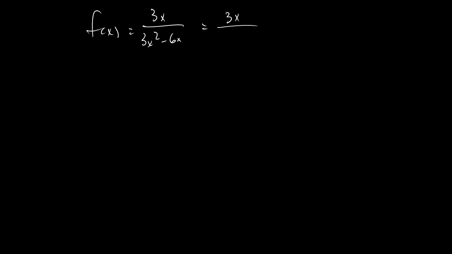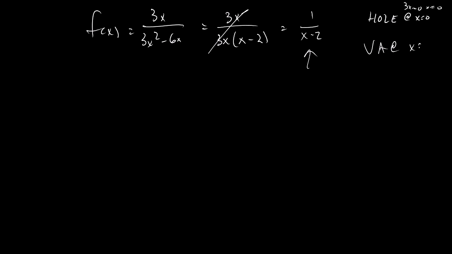So I have 3x on top. I can pull a 3x out of my denominator to get x minus 2. This turns into 1 over x minus 2. And if I cancel out, that means there's a hole. So I know there's a hole at x equals 0, because you can set 3x equal to 0, x equals 0. And if I have something remaining, I set the denominator, so I have a VA at x equals 2, because x minus 2 is equal to 0, so that means x equals 2.